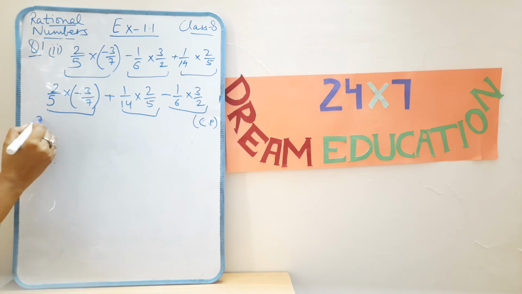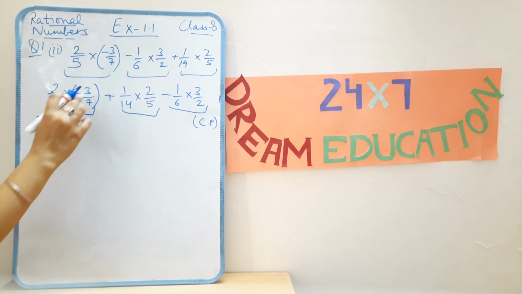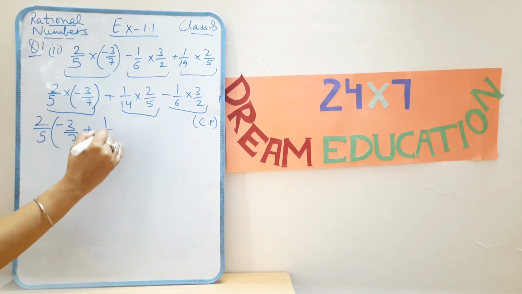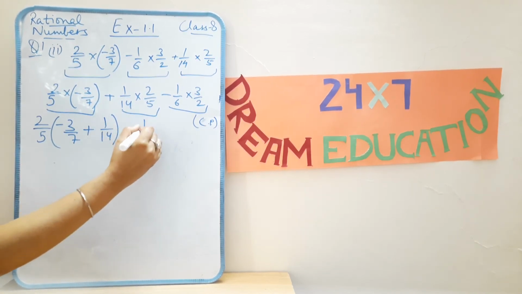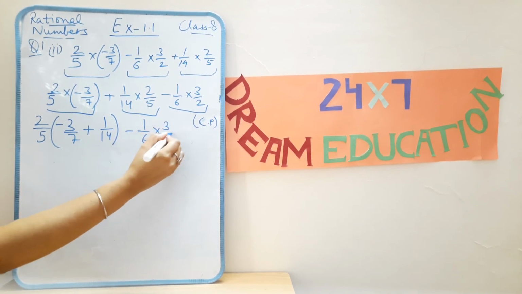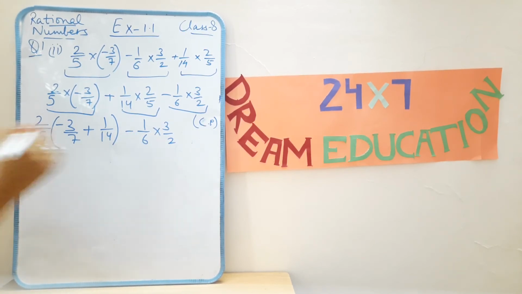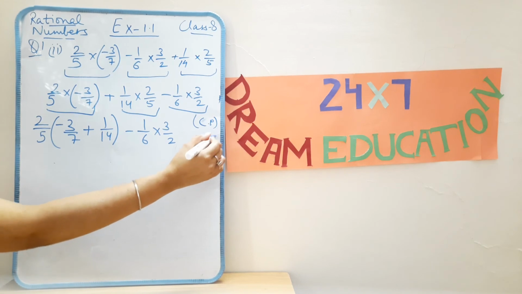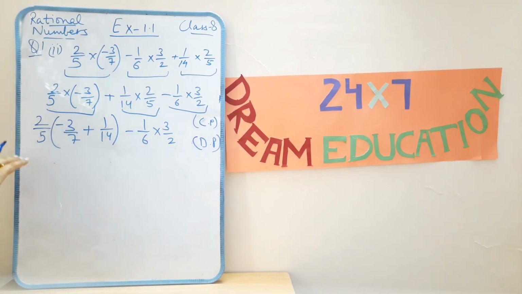Now we will take 2 by 5 common. The next step is we have to take that number outside. What is left? Minus 3 by 7 plus 1 by 14 is left, and minus 1 by 6 into 3 by 2 will be as it is. This is the distributive property because we have taken common. Whenever we take common, that is actually the distributive property.